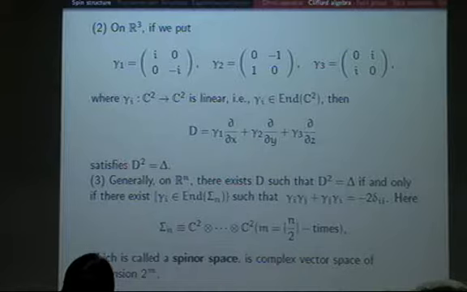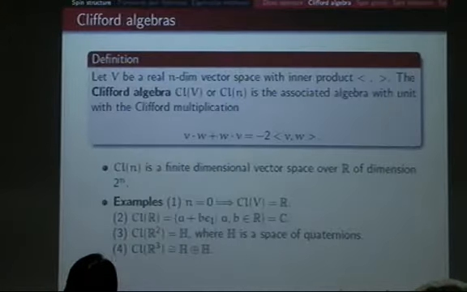Generally on Rn, there exists D such that D squared is the Laplacian if and only if there is lambda I such that this relation holds. Here, sigma n is this space. This space is called the spinor space. So we define the Clifford algebra.